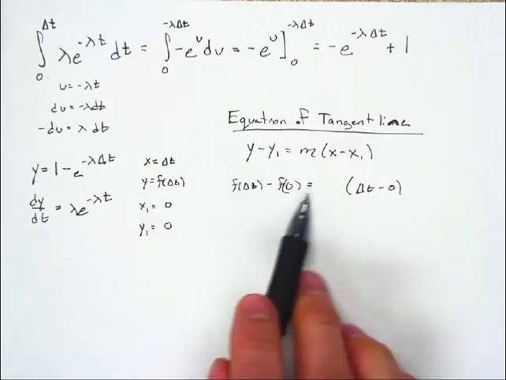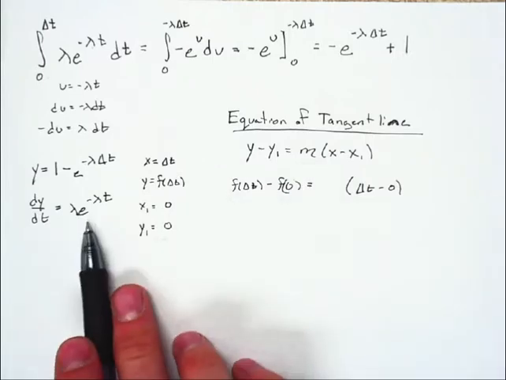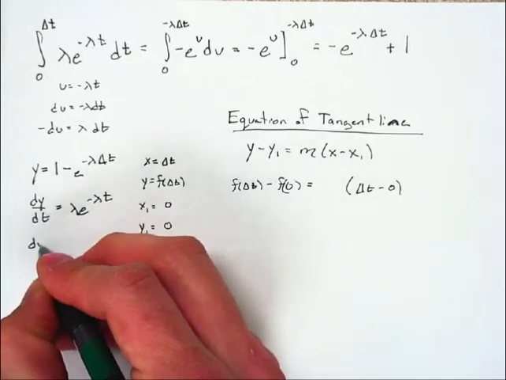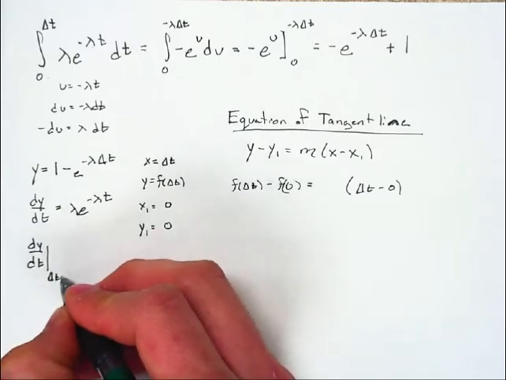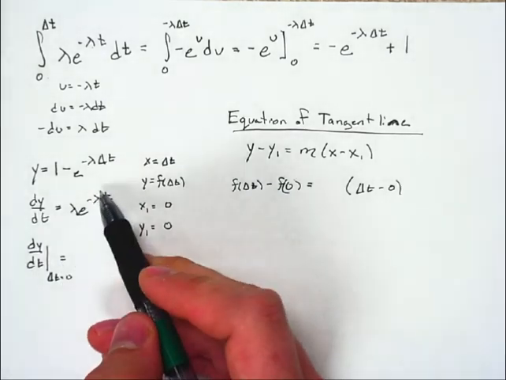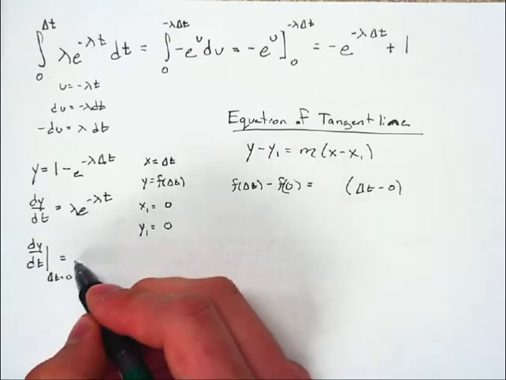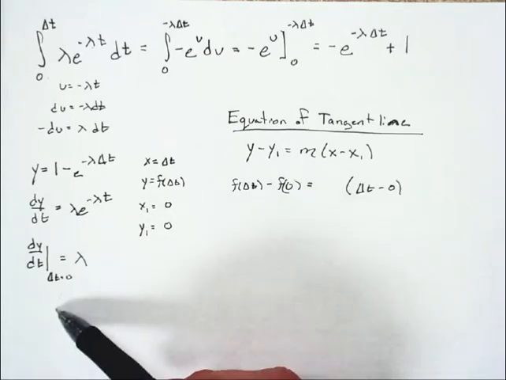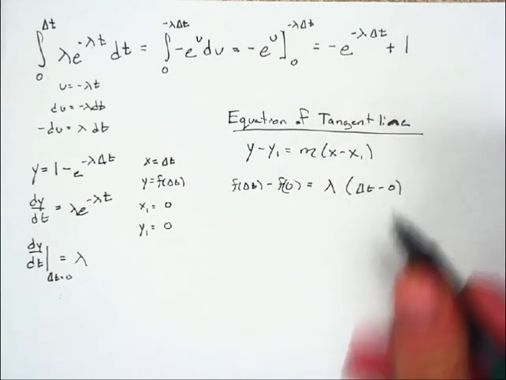We need to figure out what m is. Students sometimes make the mistake of just putting the derivative in there, but remember that this derivative has to be evaluated at your x value. So we need to evaluate dy dt at delta t equals 0, or as t goes towards 0. You plug 0 in here for t, this becomes 0, this all becomes 1, so that just equals lambda. So your derivative as delta t goes towards 0 is equal to just lambda, and lambda goes into this spot.